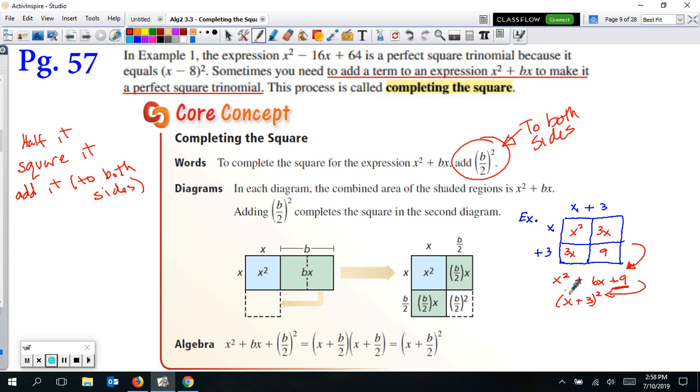If you just have these first two, you could take the b number, half it, and square it, and then you can add it to this side, but you'd add it also to the other side as well as you're doing an equation.